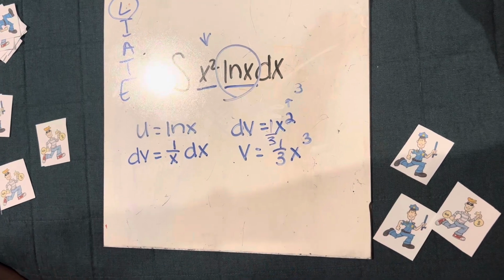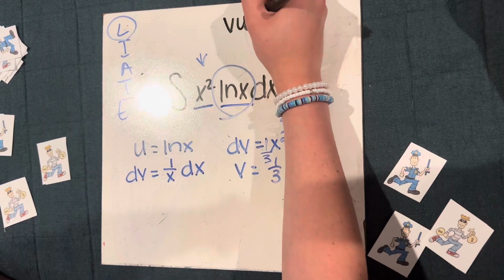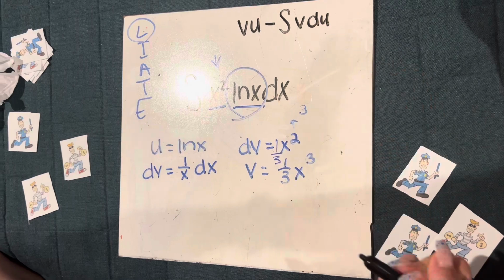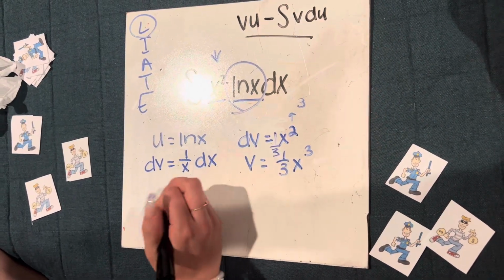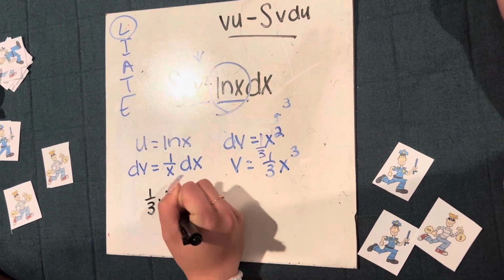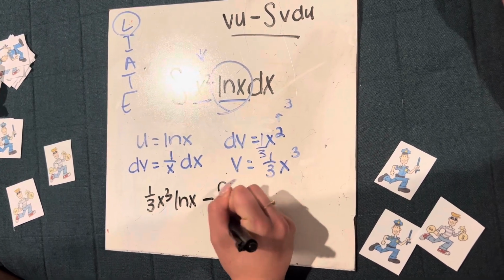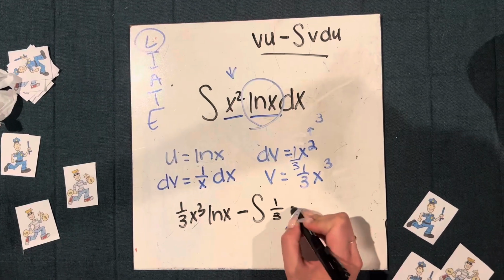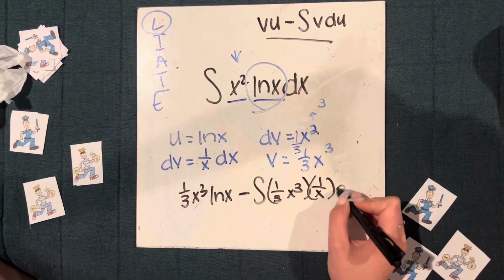So now the formula for integration by parts is going to be vu minus the integral of v times the derivative of u. So using this and our information down here, our new equation is 1/3 x cubed natural log of x minus the integral of 1/3 x cubed times 1 over x dx.